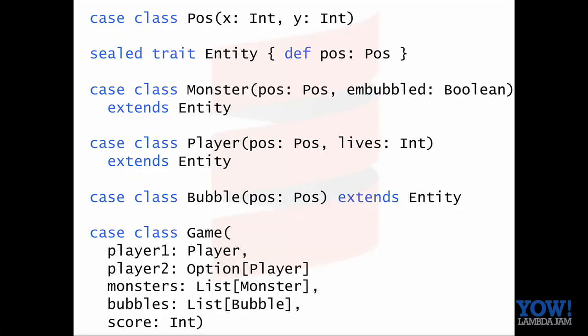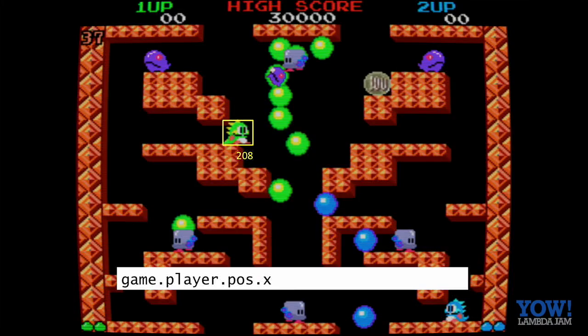On the other hand, if we write an immutable version of the same thing, as good functional programmers as we should, maybe we come up with something like this. So there's a pos class, a sum type. So in Scala, this is how we write a sum type of entity, and the entity can either be a monster, a player, or a bubble. And then a game thing that has all the other stuff in it. And once again, if we want to access a value, it's much the same. We can dig down into the structure and get the value.